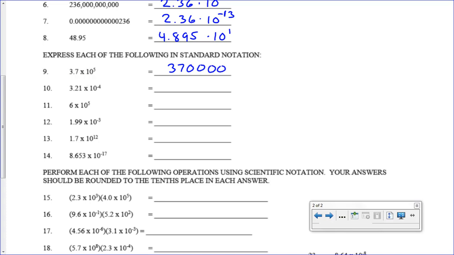For problem number 10, it's times 10 to the negative 4th, so we know that this is going to be a small number when we get to the end. 3.21. We're moving it over 4 places. We want it to be a small number in the end, so we're going this way. 1, 2, 3, 4. Fill in the empty spots. There's 1, 2, 3 there. All right, and so we end up with 0. I put another 0 in front of the decimal point just because it's a little bit more proper. So there's that 0 there, and then we got 3 more zeros. 0, 0, 0, 3, 2, 1.